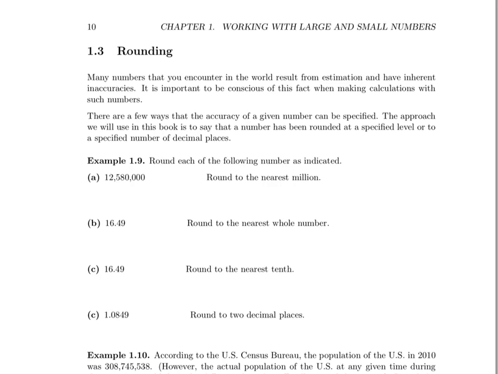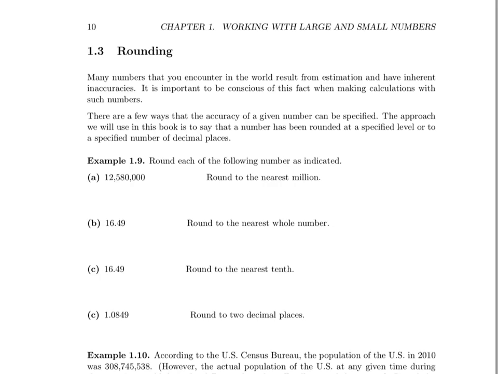The approach we will use in this book is to say that a number has been rounded at a specified level or to a specified number of decimal places. We illustrate this in the example below. Example 1.9. Round each of the following numbers as indicated.